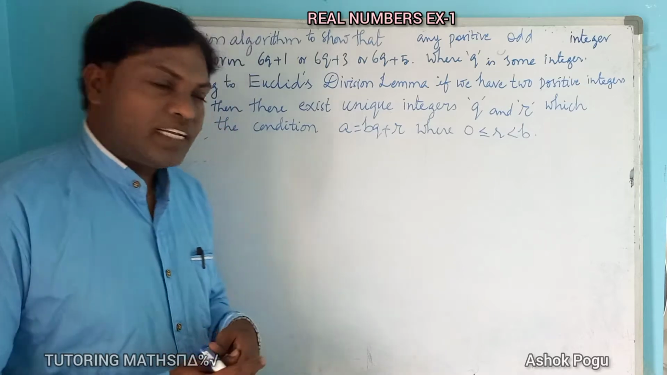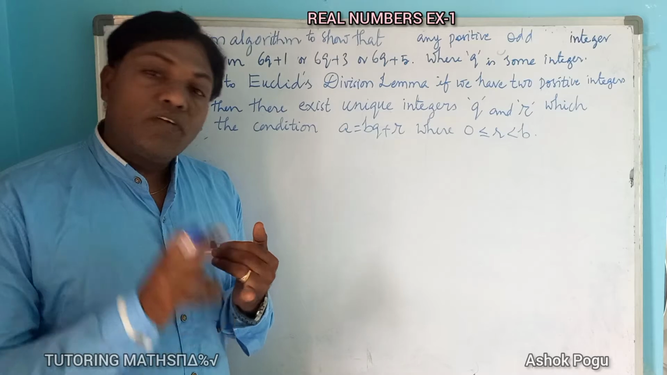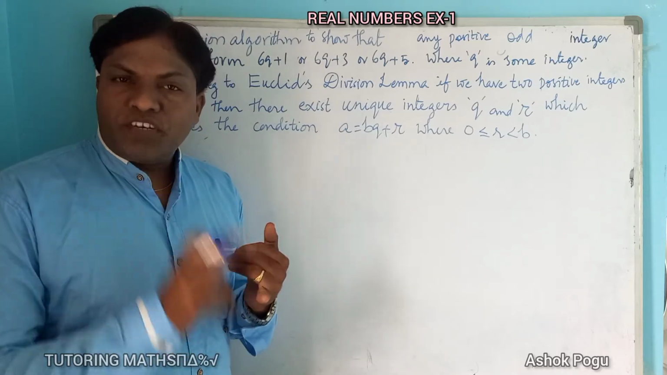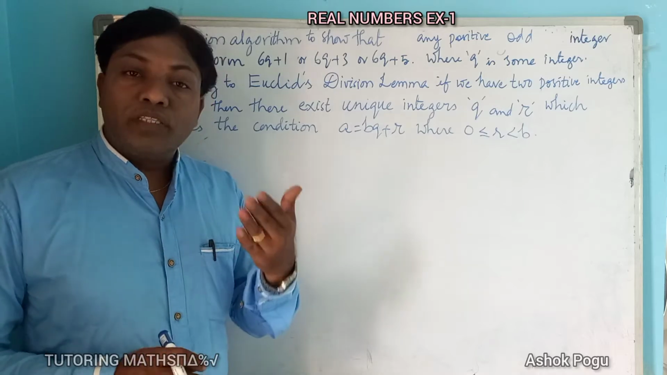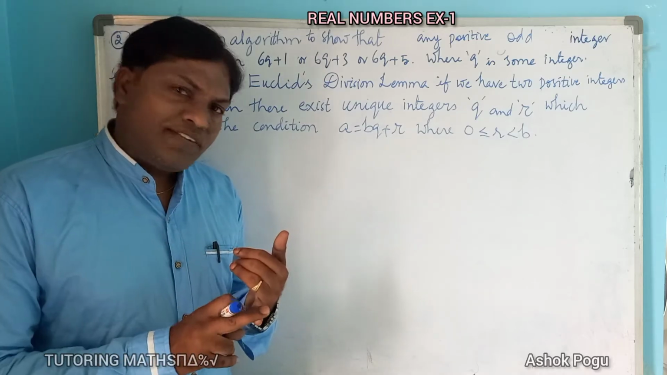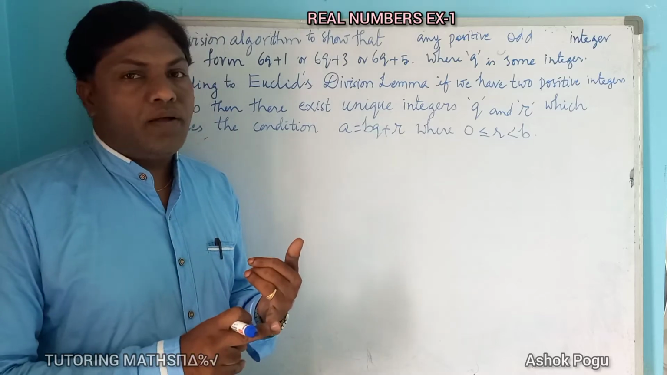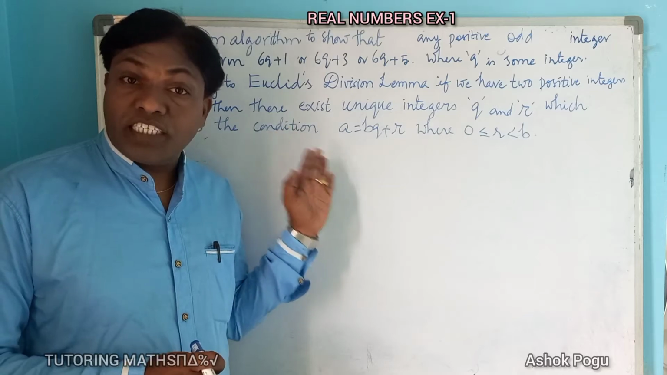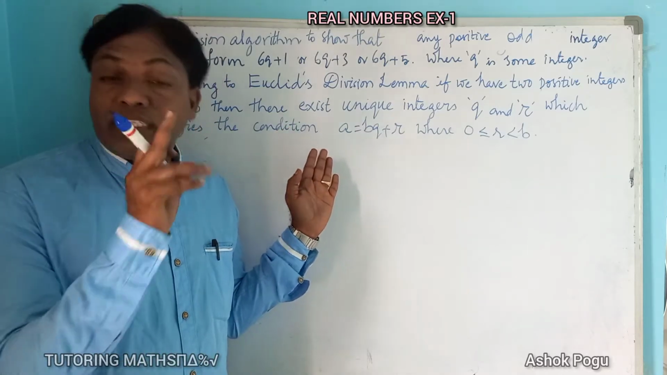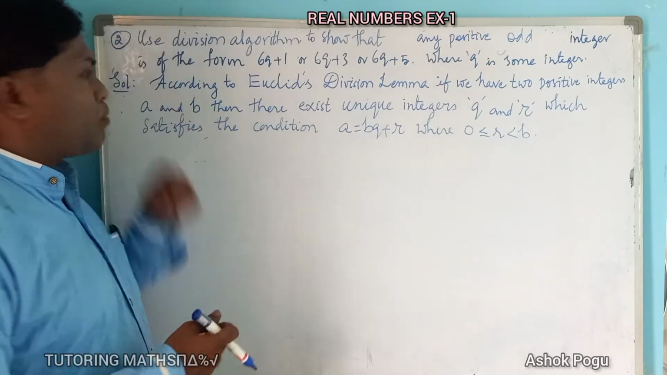Welcome, dear students. In today's class, let us discuss the second question of the very first chapter, Chapter 1, Exercise 1. Already we have discussed the first bit, the introduction of Euclid's division algorithm, also called Euclid's division lemma, and some example problems, and also the three problems of the first bit of the exercise. In today's class, let us see the second problem.